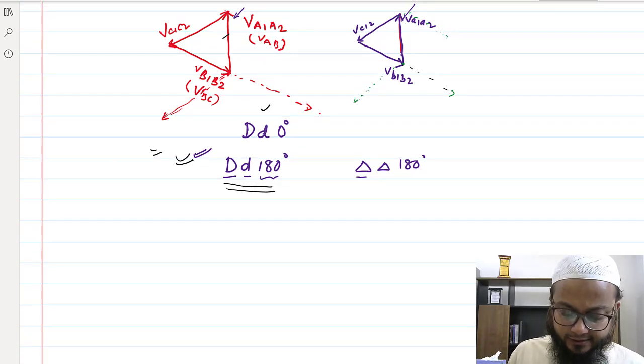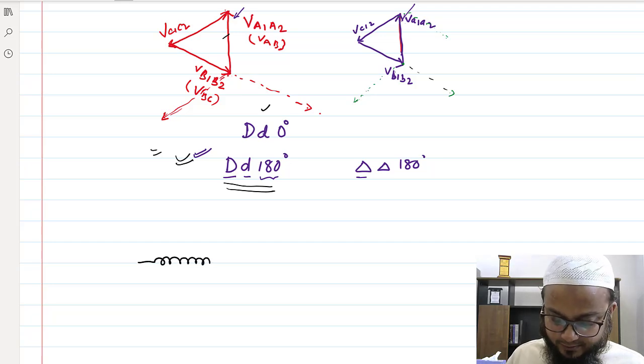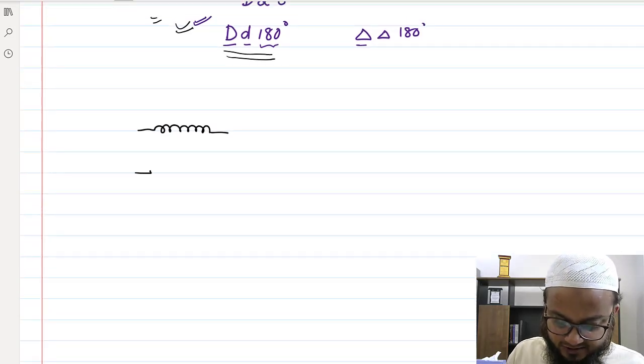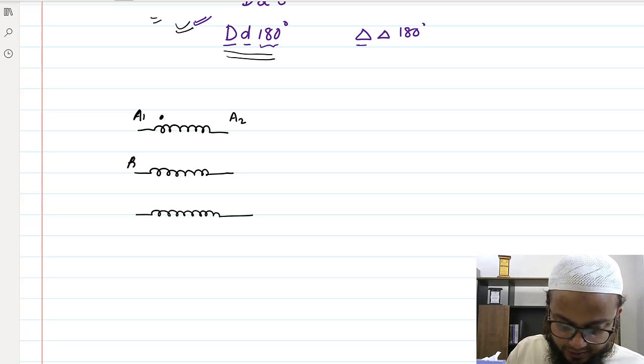So I'm just redrawing the transformer in another way, just to explain it in a little simpler way, and to make the connection a little simpler to remember as well. Okay, so delta-delta, let's say this is for the primary side I am drawing. So primary side, this is A1, A2 here, and the dot is here. Similarly, B1, B2, C1 and C2.